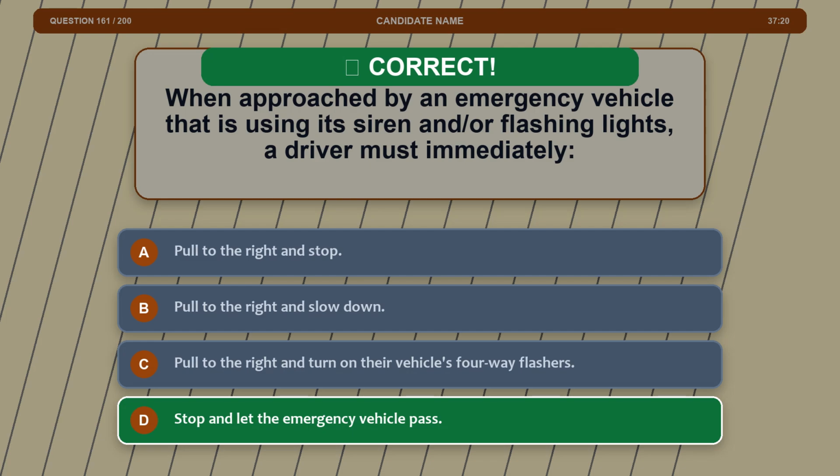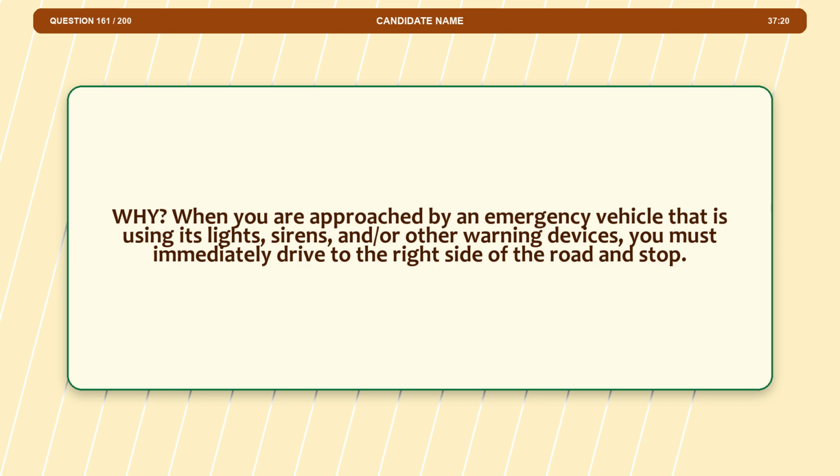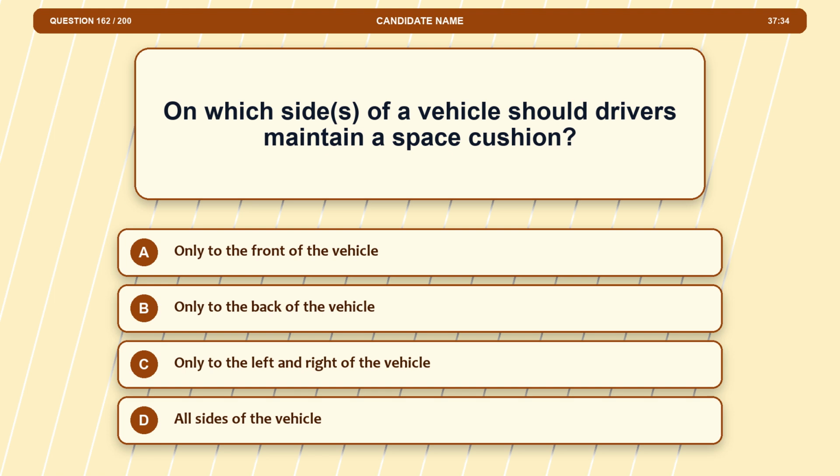The correct answer is option D, stop and let the emergency vehicle pass. Explanation. When you are approached by an emergency vehicle that is using its lights, sirens, and/or other warning devices, you must immediately drive to the right side of the road and stop. Question 162. On which sides of a vehicle should drivers maintain a space cushion?